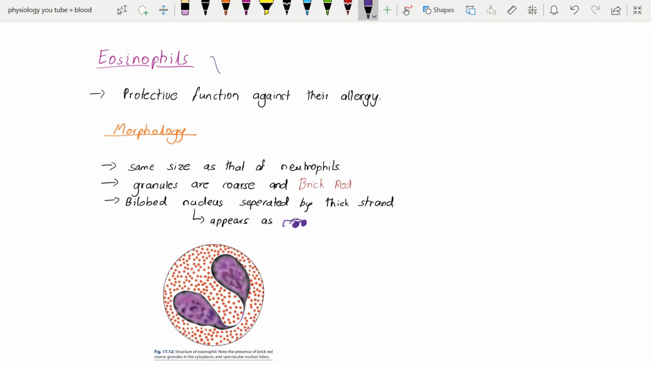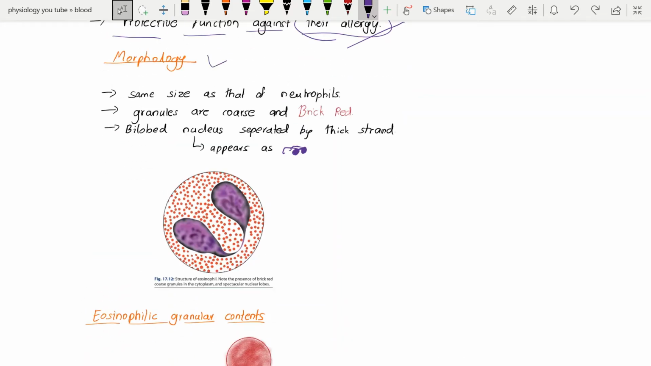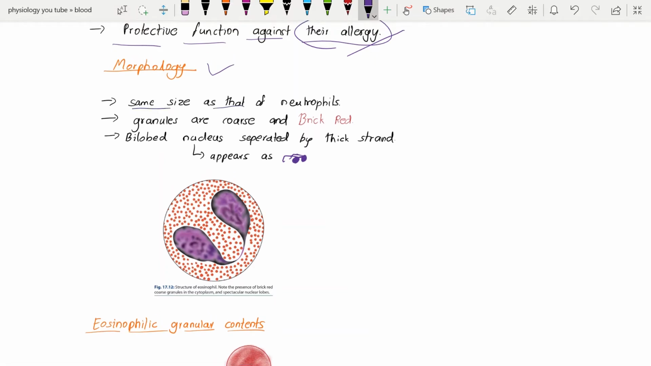Looking at the eosinophils. Firstly, you need to remember that they have a protective function against allergy. So when there is allergy, the eosinophil count is going to increase. Looking at the morphology of the eosinophils, they have the same size as the neutrophil, which means they have a diameter of 10 to 14 micrometers.